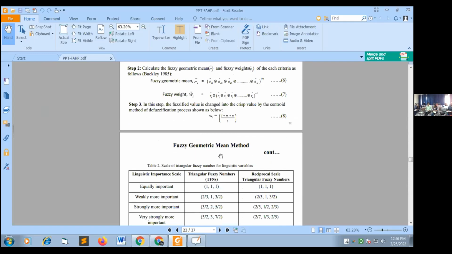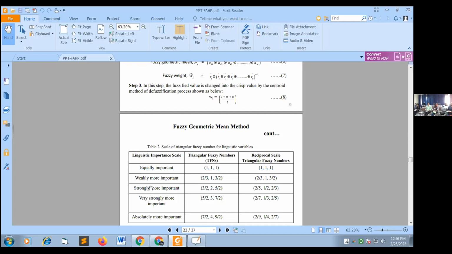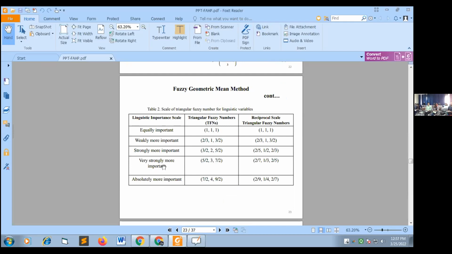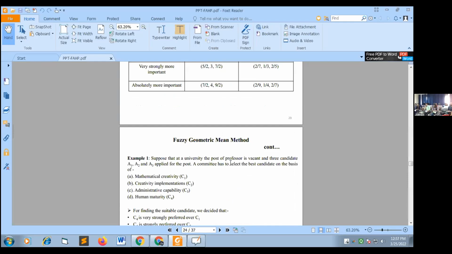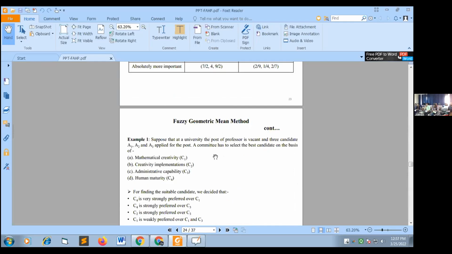Okay. So we can make the comparison matrix like that. Already we know the fuzzy mathematics: equally important, we take one. These are linguistic variables in the fuzzy sense: equally important, weakly more important, strongly more important, and so on. These are the reciprocals of these, and we can take other fuzzy numbers according to the fuzzy geometric mean method.